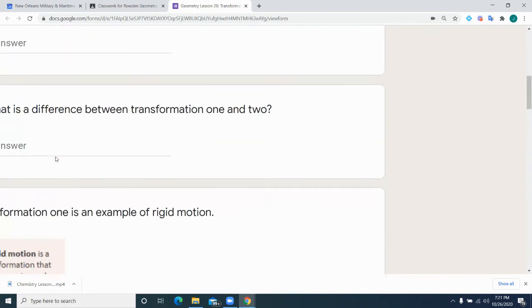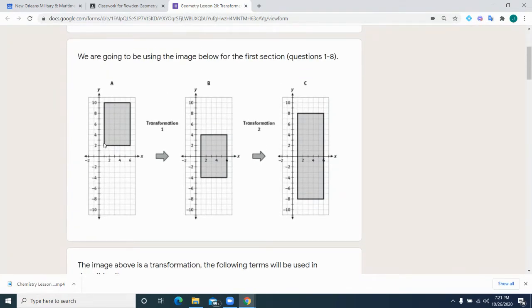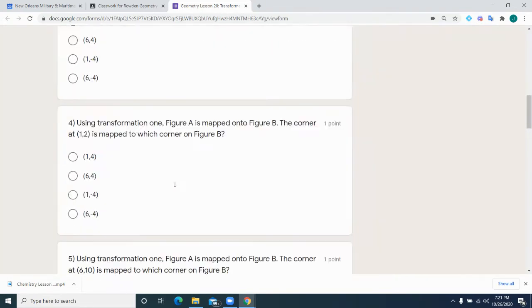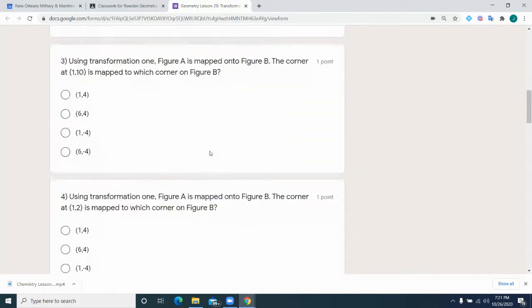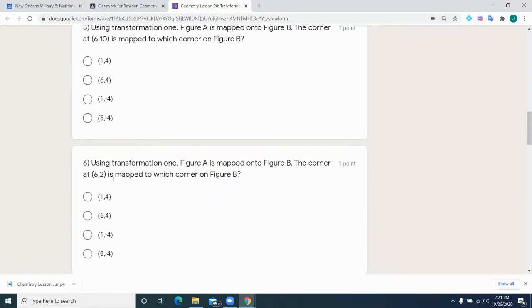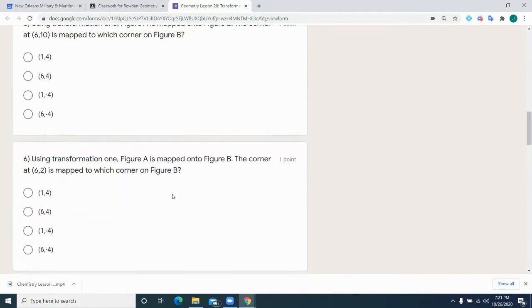Where does (1, 2) end up? Let's go back to our original image. Here's (1, 2), the bottom left corner. Now it's at (1, -4). Next, (6, 10). Where does (6, 10) end up? The upper right is right here at (6, 4). So (6, 10) goes to (6, 4). And then where does (6, 2) end up? (6, 2) is the bottom right corner, and it's over here at (6, -4).